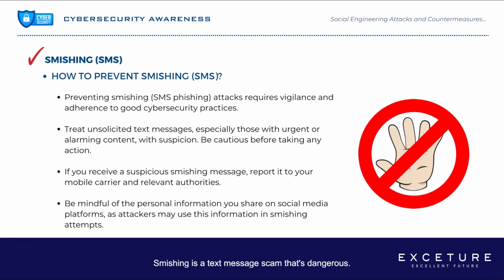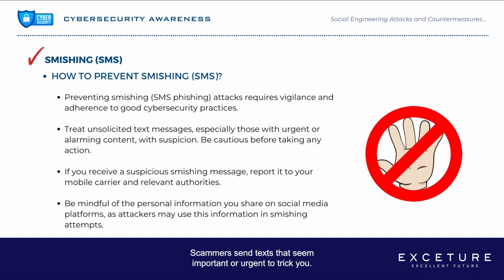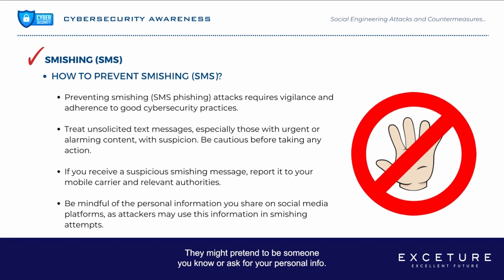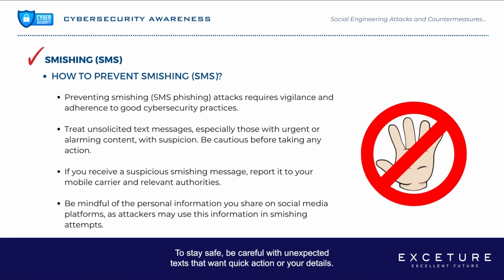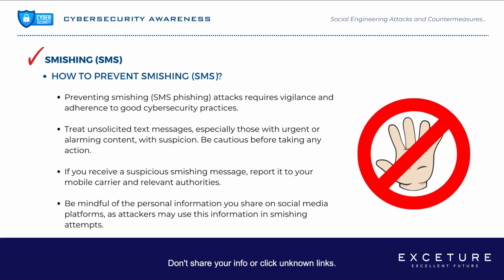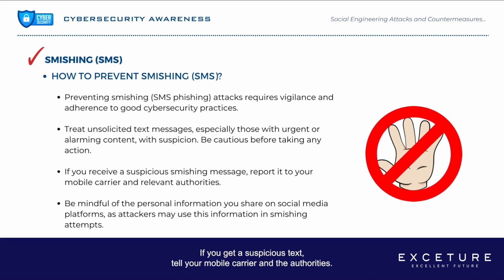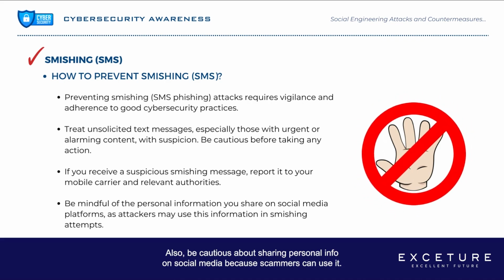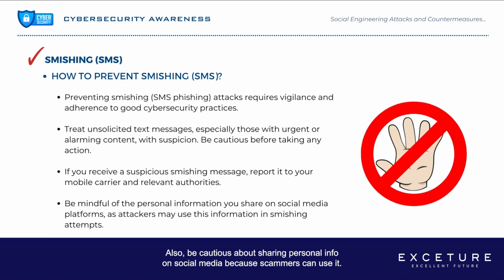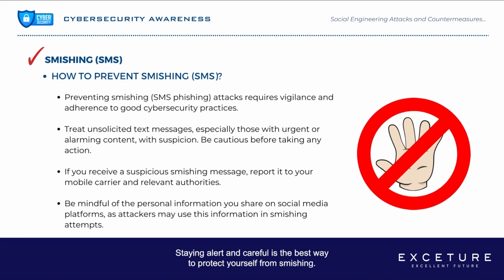Smishing is a text message scam that's dangerous. Scammers send texts that seem important or urgent to trick you. They might pretend to be someone you know or ask for your personal info. To stay safe, be careful with unexpected texts that want quick action or your details. Don't share your info or click unknown links. If you get a suspicious text, tell your mobile carrier and the authorities. Also, be cautious about sharing personal info on social media because scammers can use it. Staying alert and careful is the best way to protect yourself from smishing.